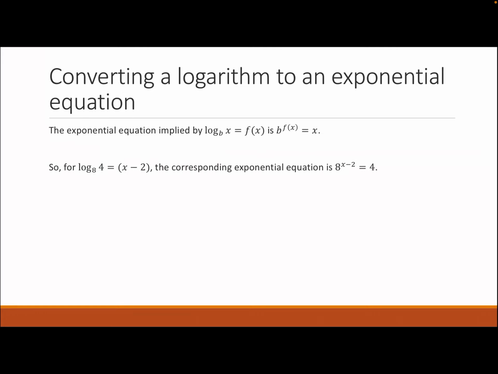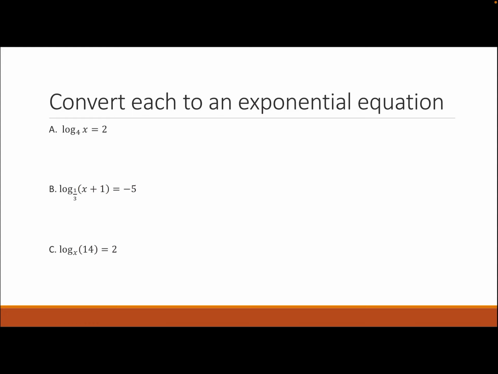First, we know the general form for an exponential equation is b to the f of x equals x. And so when we have a logarithm, log base b of x equals f of x, we're going to use that to turn it into this exponential equation. So when we have log base 8 of 4 equals x minus 2, we're just going to take the base of 8, make the exponent x minus 2, and the power that we get is 4. So that's how we convert from a logarithm to an exponential equation.